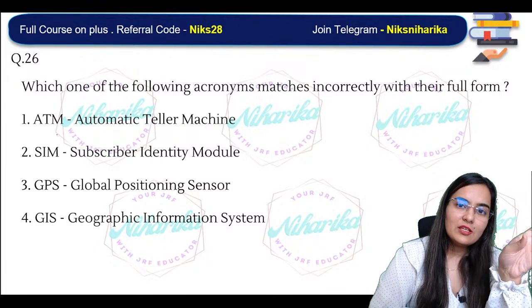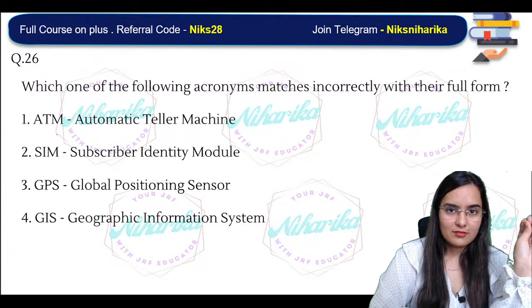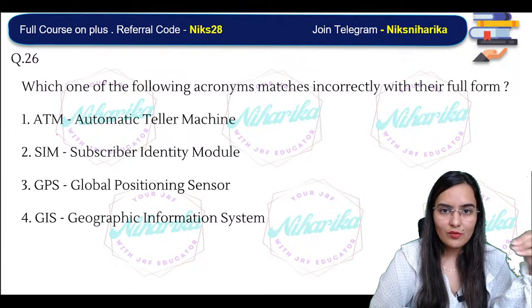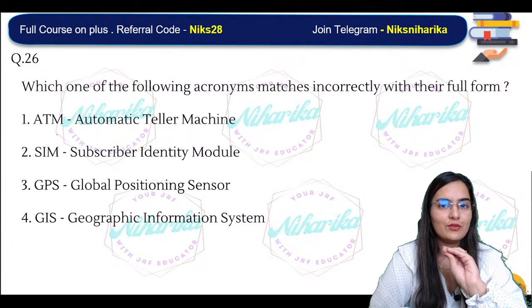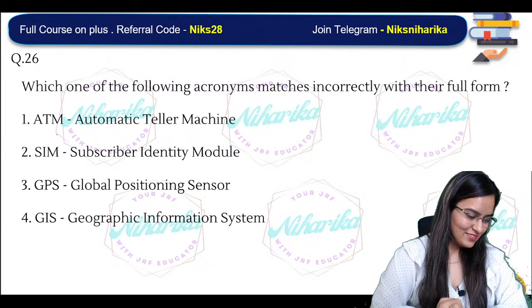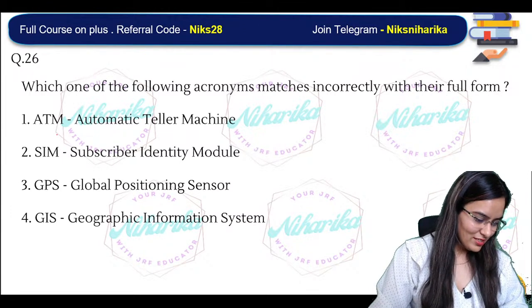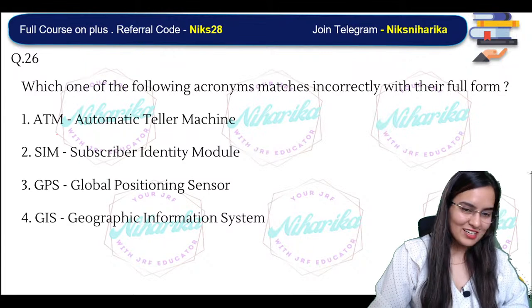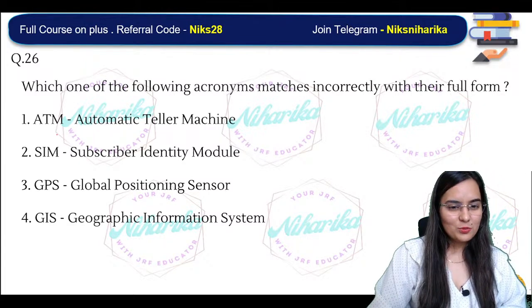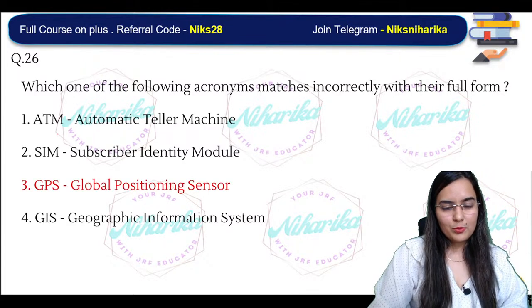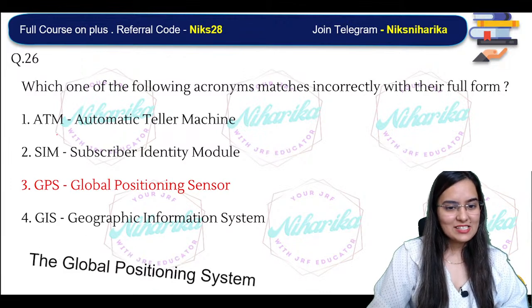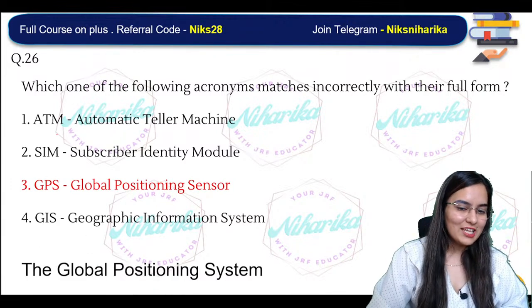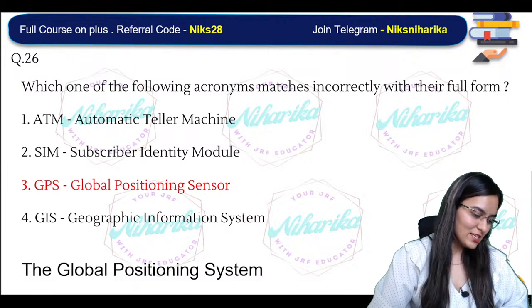That is, odd and even, you just have to try in your examination. You have to try to add the odd and even. Ye galat nahi hai question. Haan. Option is C. It's not global positioning sensor. It is the global positioning system. That's why option C is the correct answer.